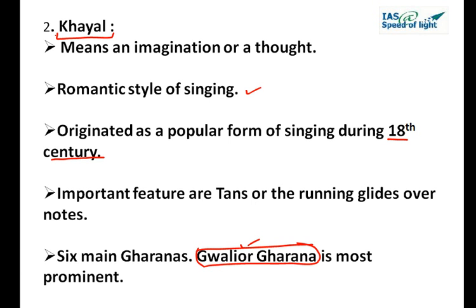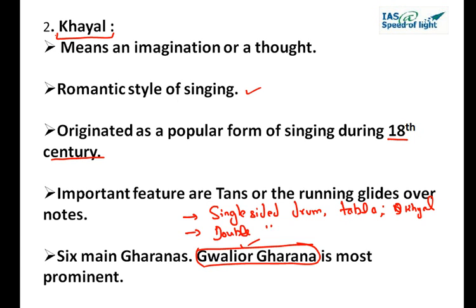Another difference we can note down for the Khayal and Dhupad is that Khayal uses a single-sided drum, like the tabla. Tabla has only a single-sided drum. While for Dhupad, we have two-sided drums, like the mridangam. Double-sided drums are used for Dhupad. Gwalior Gharana is also known as the mother of all other gharanas of Khayal singing.